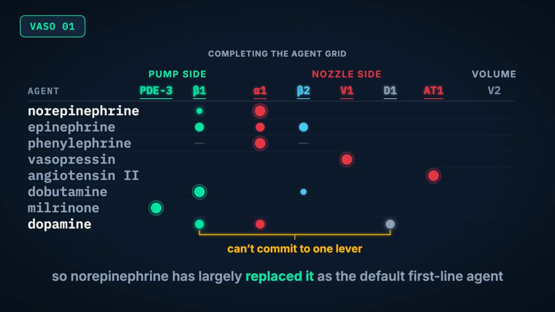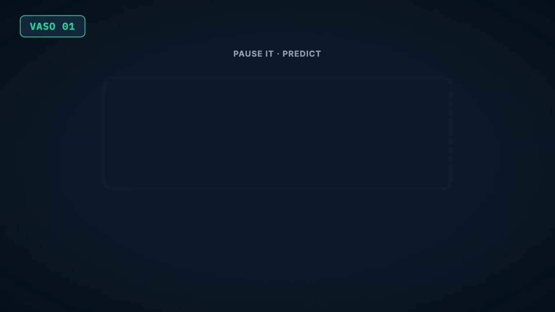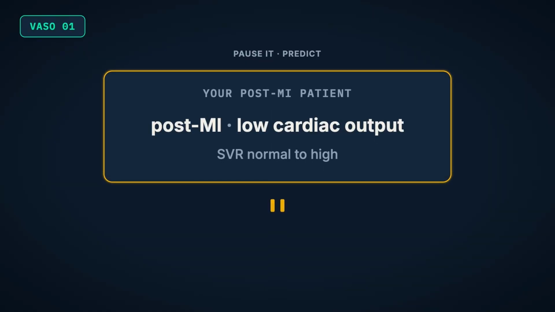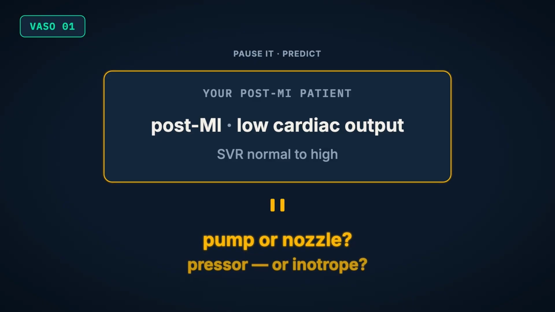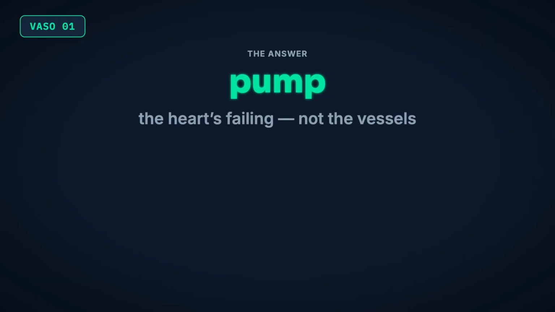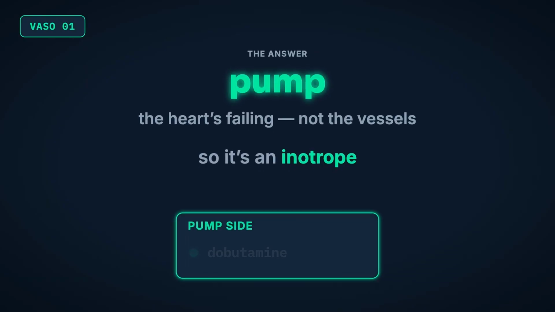Pause and predict. Post-MI. Low cardiac output, SVR normal to high. Pump or nozzle, and pressor or inotrope? Pump. The heart's failing, not the vessels. That's an inotrope, dobutamine or Milrinone, not a pressor.